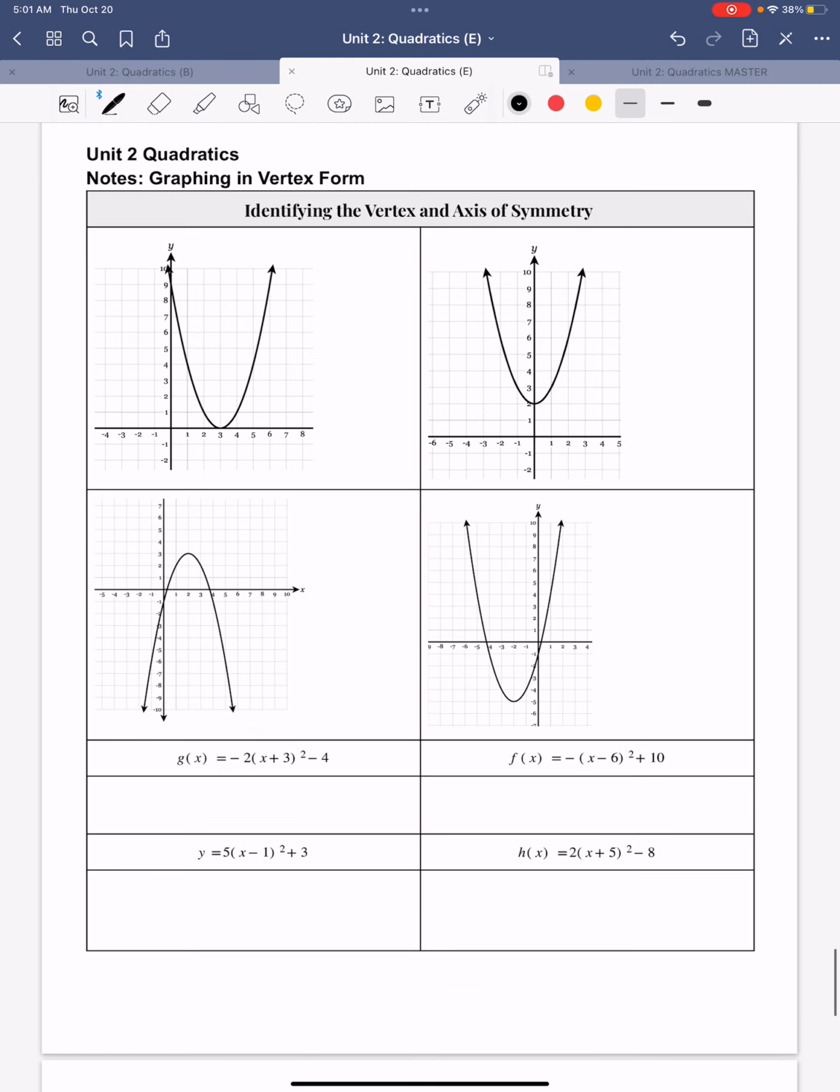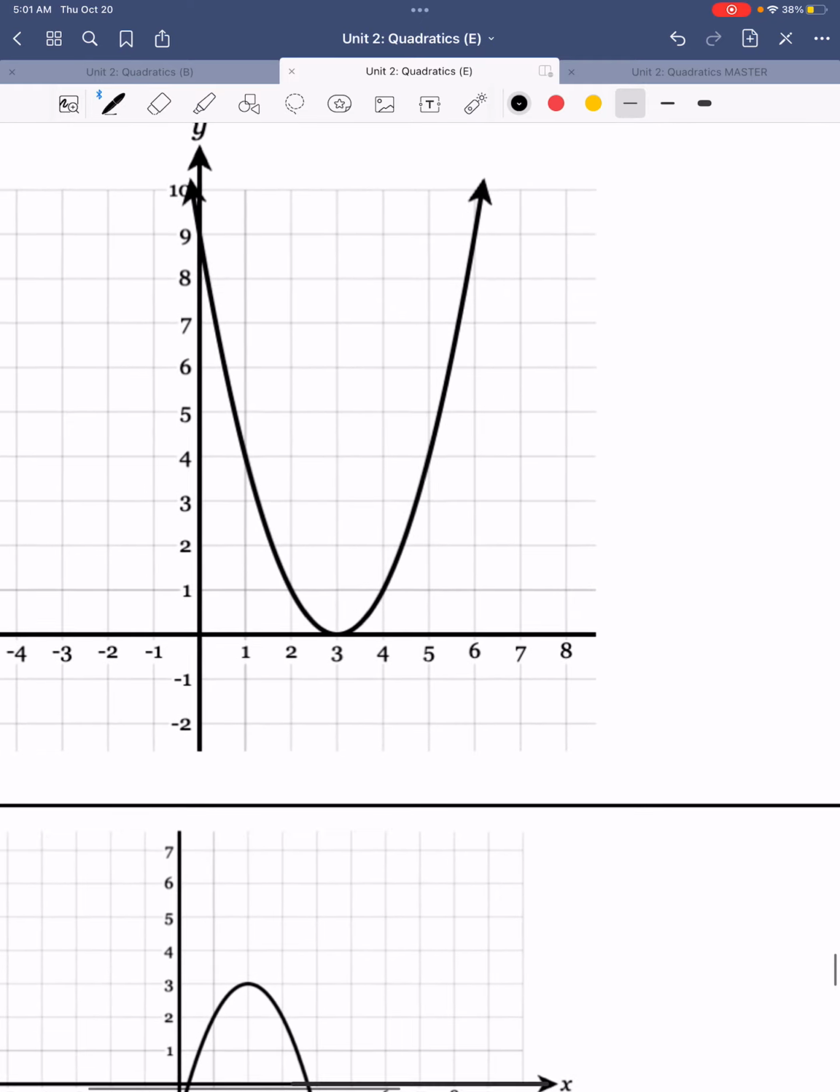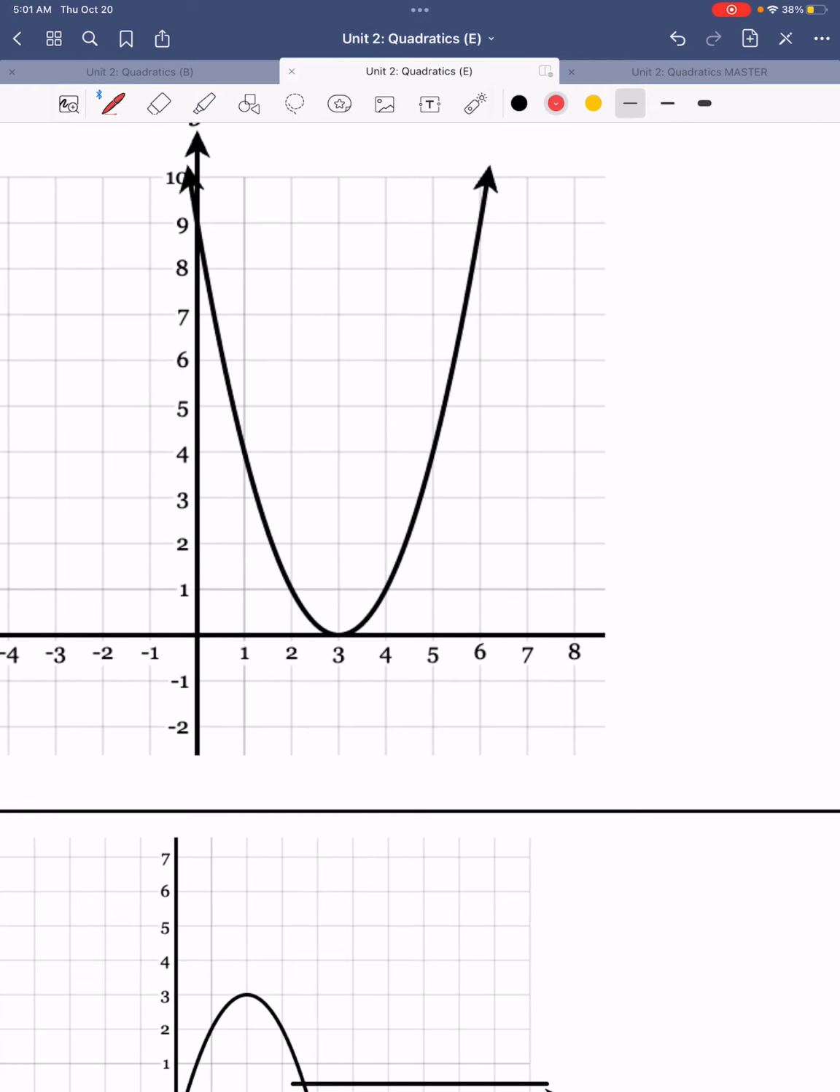So let's look at these graphs on the back side and just identify our vertex, our axis of symmetry, and whether my function is concave up or concave down. In order to do that, we look at our function and we find this point right here. This point is my vertex, and then I'm going to draw that axis of symmetry that goes right through my vertex.